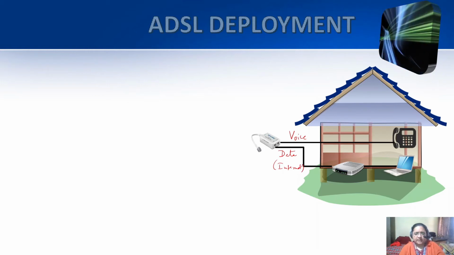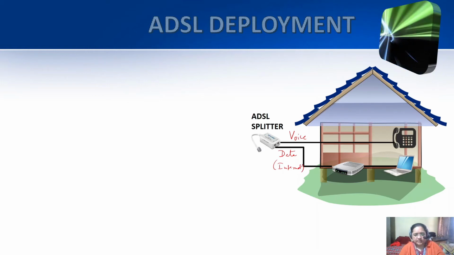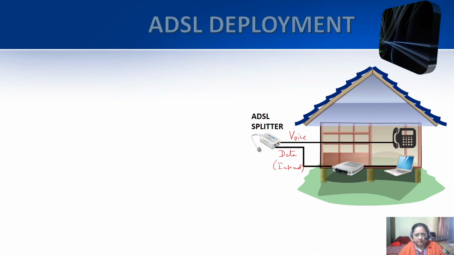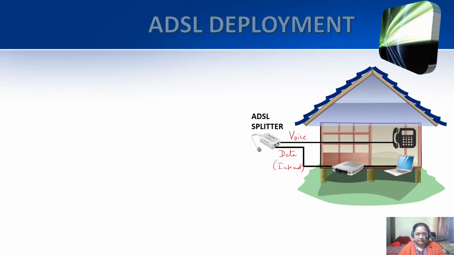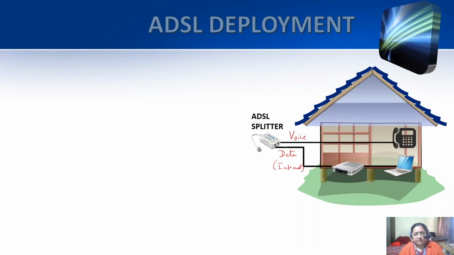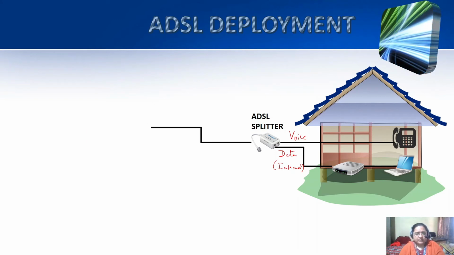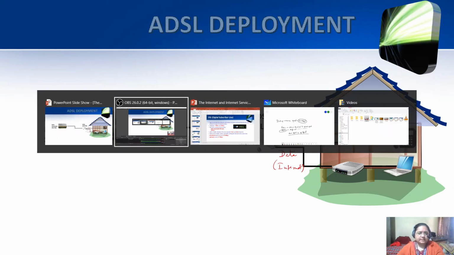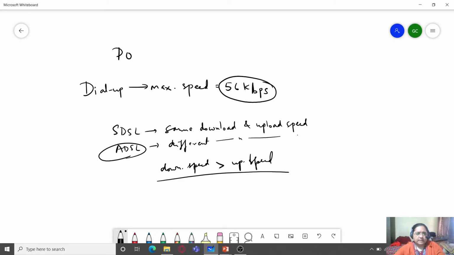They are both connected to a splitter. The ADSL splitter splits the incoming signal into two channels, one voice and one data channel. Normally the voice channel has a lower bandwidth and carries frequencies towards the lower end of the spectrum, because it is a voice grade medium, while the data channel has the capacity of carrying voice plus data because it is a high bandwidth medium. Then this ADSL splitter is connected to the POTS exchange splitter. POTS stands for plain old telephone service.